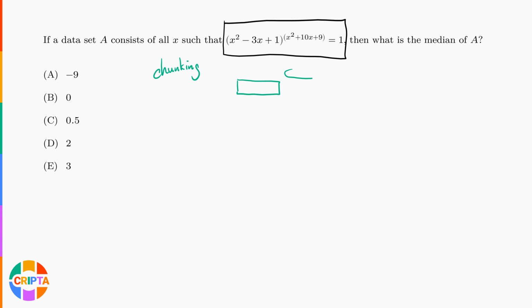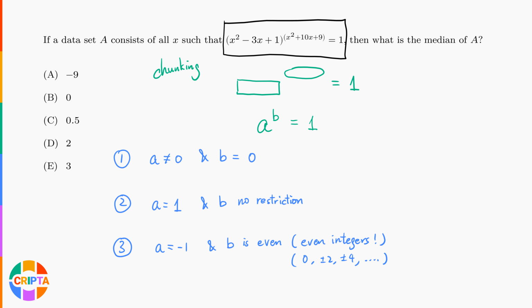Observing the equation, it's quite obvious that we can use chunking, grouping some parts together as one single object. This equation is in the form of a to the power of b equals 1. Now others will teach you that there are exactly 3 cases for this to happen, namely these 3 cases. But I think I should explain a bit more so that you can fully understand.